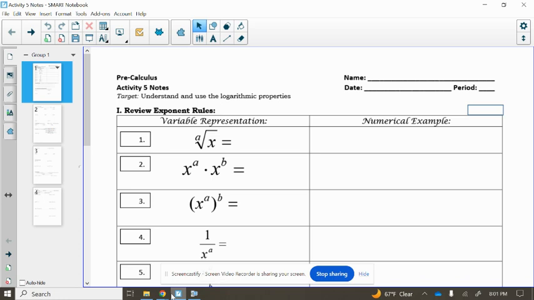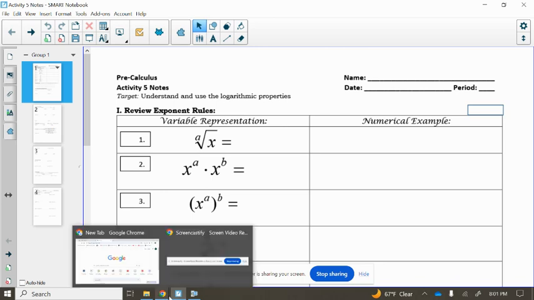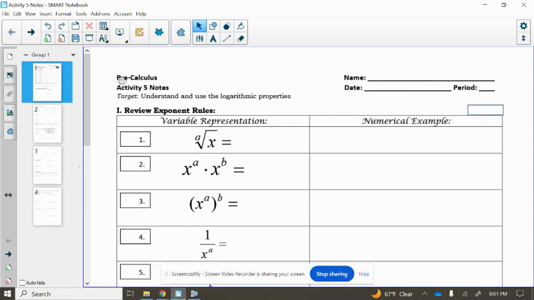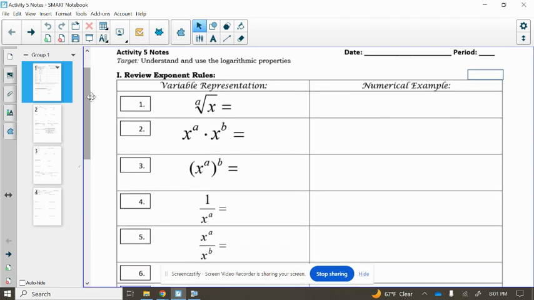Everyone, and welcome to Activity 5. Today we are going to start talking about logarithms, but first we are actually going to talk about a little bit of review of our exponent rules.